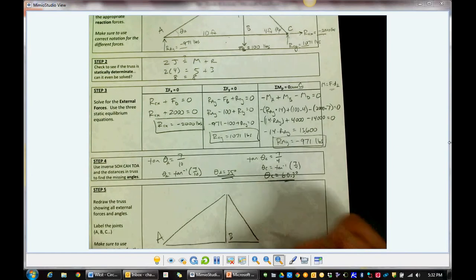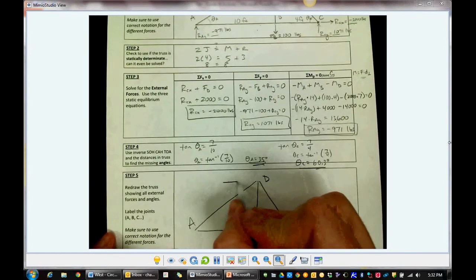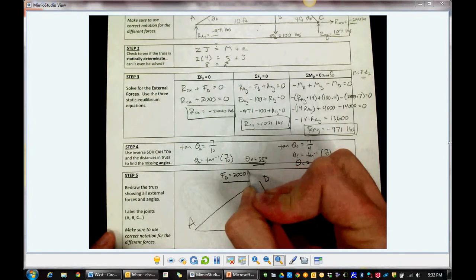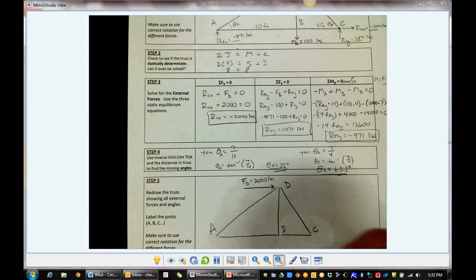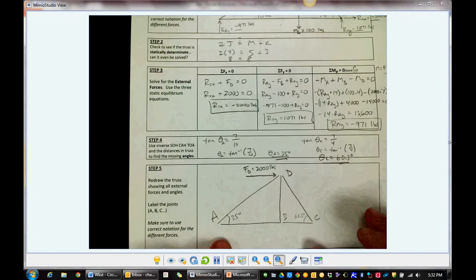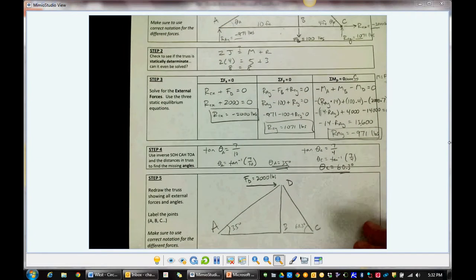joints A, B, C, and D. We've got force D, 2,000 pounds. We've got some other external forces that we're going to put in here. Let's go ahead and put our angles right now. Theta A we found to be 35 degrees, and theta C we found to be 60.3 degrees.